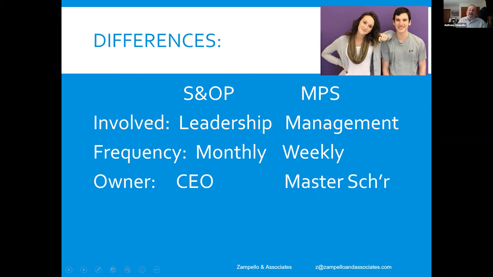In S&OP, the leadership of the company is involved. Like I said, that may just be a small division or it may be an entire company. It depends at what level you're going to do these things. In the master schedule, we've got the line of management where you've got the plant manager, the master scheduler, the sales manager, the finance guy, purchasing, that level down below that are making the things happen on the execution level.